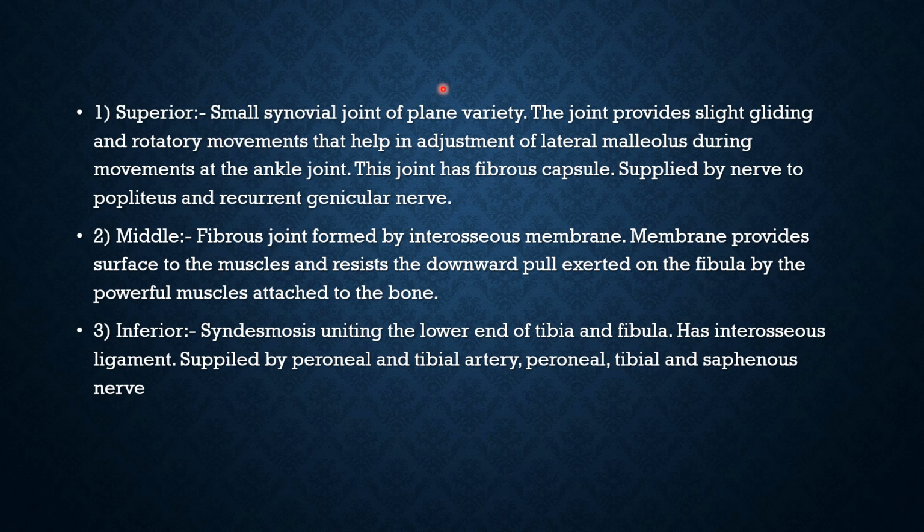The joint permits slight gliding or rotatory movements that help in adjustment of the lateral malleolus during movements of the ankle joint. So see how important this small articulation is. The bones are united by a fibrous capsule around the joint, which is strengthened by anterior and posterior ligaments.